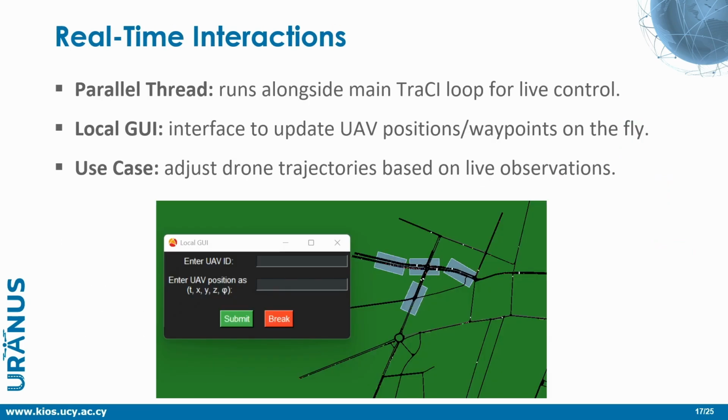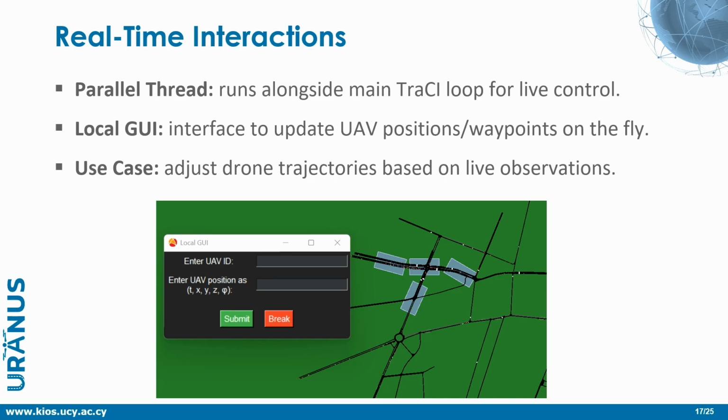Now we also provide some real-time interactions when we incorporate a parallel thread. In the GUI interface, while the simulation runs, we can tell the UAVs to change positions at runtime. This is for cases where we don't want to restart the simulation; you can do it on the fly.